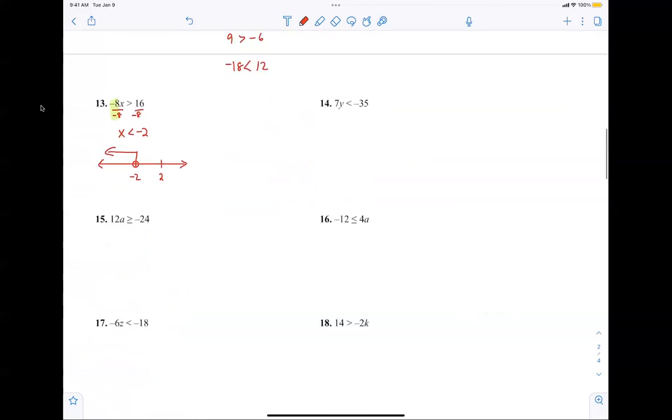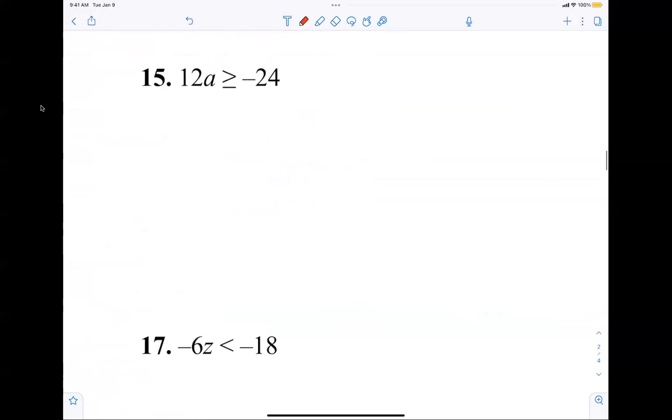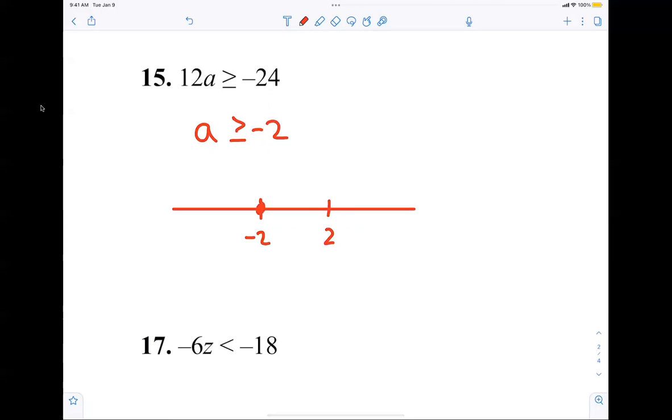All right, Mikey, you're on 15. What do I have to do? Divide by 12. So what's the answer? A is greater than or equal to -2. That's how easy. So everybody's going to graph that. What two numbers go down, Mikey? 2 and -2. Exactly. Now, what kind of dot? Closed dot, at what number? -2. Going in which direction? To the right. Yes. Perfect.